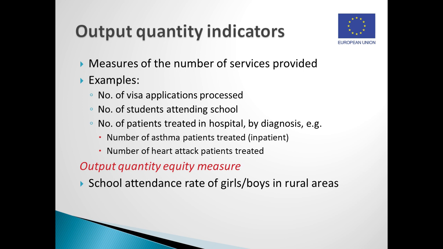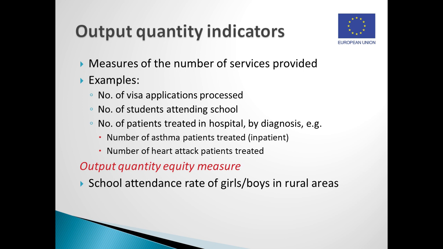for the year. In a hospital context, measuring output quantity means measuring the number of treatments which the hospital delivers to patients. And the most useful way of doing this is to report these treatments by diagnosis, by the type of problem that the patient is suffering from. So one such measure would be a measure of the number of asthma patients treated on an inpatient basis during the year. Another would be the number of heart attack patients treated in the hospital during the year.